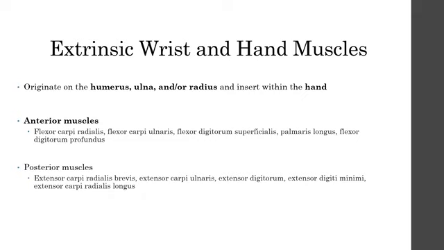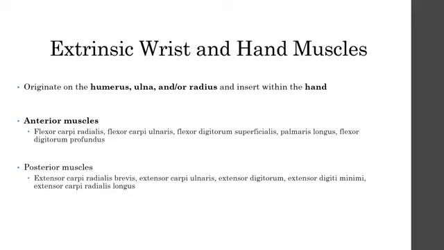As far as the wrist and hand muscles are concerned, there's a lot. For the purpose of this class, I will only focus on the extrinsic muscles. So these are the muscles that originate somewhere along the elbow, the radius and the ulna, and they cross the wrist joint.